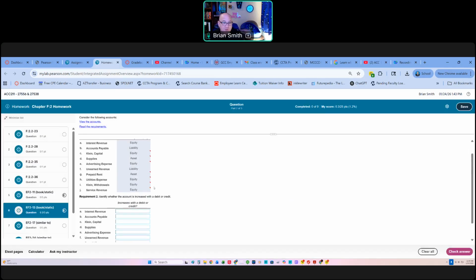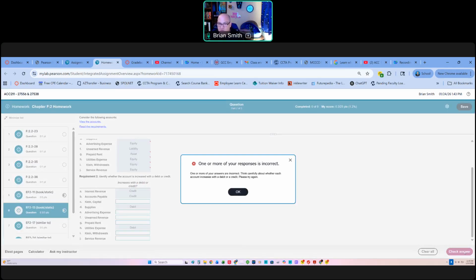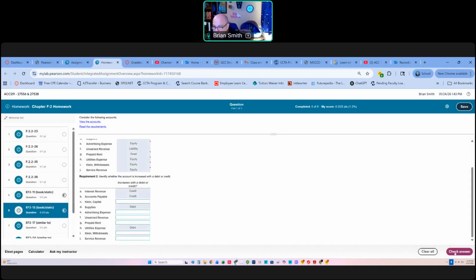Okay. So here, identify whether the account is increased with a debit or credit. We're looking for the normal balance. So I'm going to do a couple of them, interest revenue. Normal balance of revenue accounts is a credit. Let's do accounts payable. It's a liability, a credit. Let's pick something like an asset. Supplies are an asset, so let's do a debit there. And utilities expense, we got a debit is their normal balance too. So let's go ahead and just check our answers.